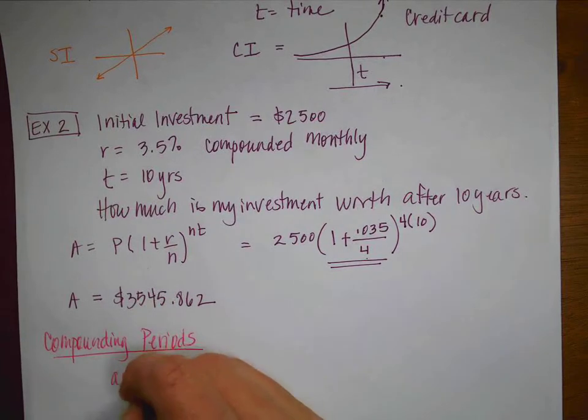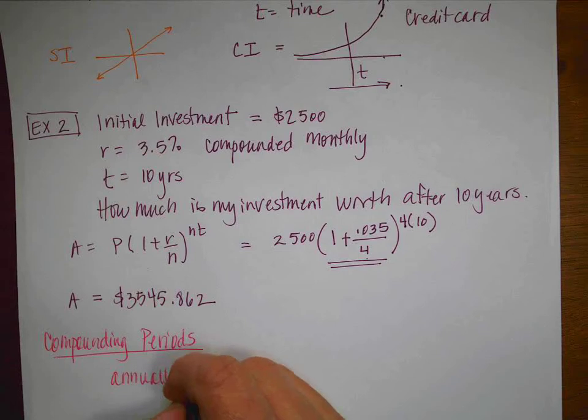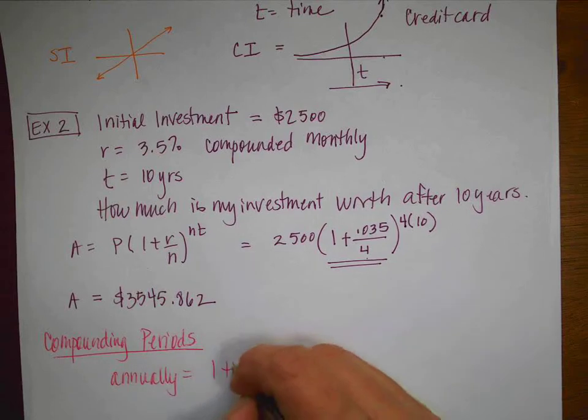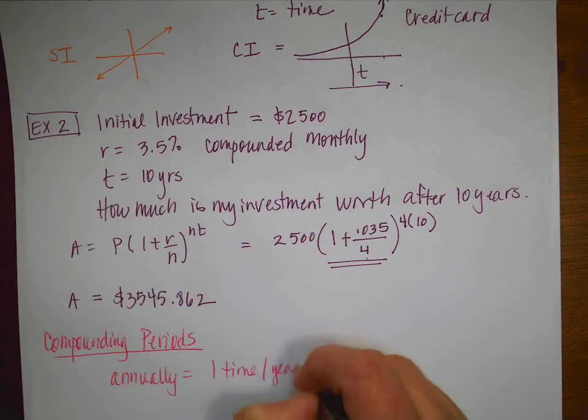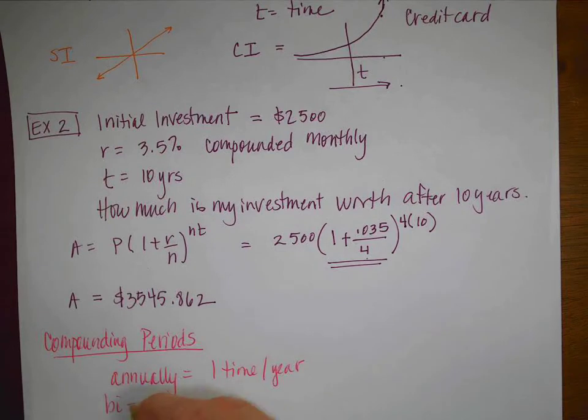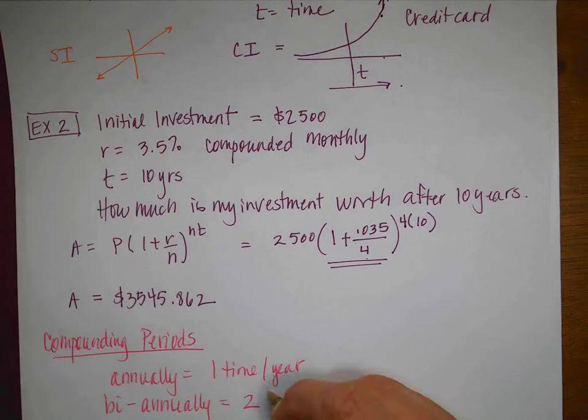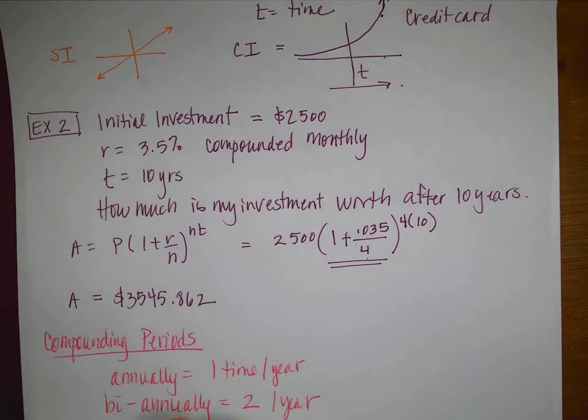Alright, so for compounding periods, I can compound annually, which means one time per year. I could compound biannually, which would mean, bad grammar, twice a year. I could do quarterly, which means it would be 4 times a year.